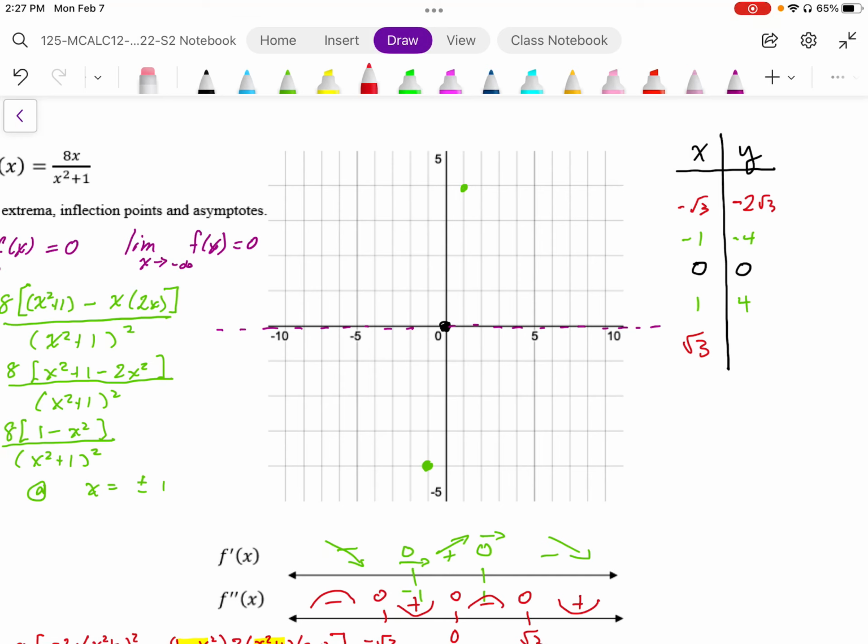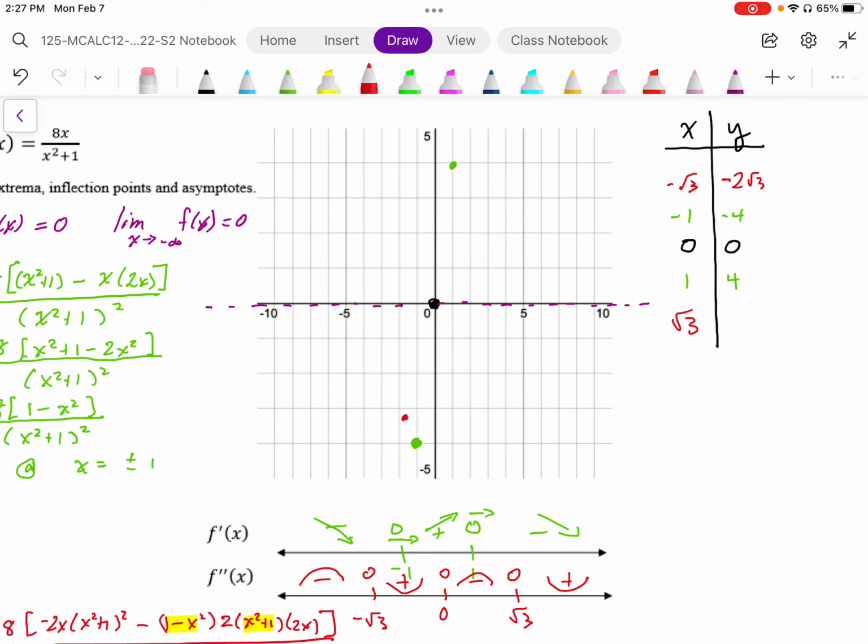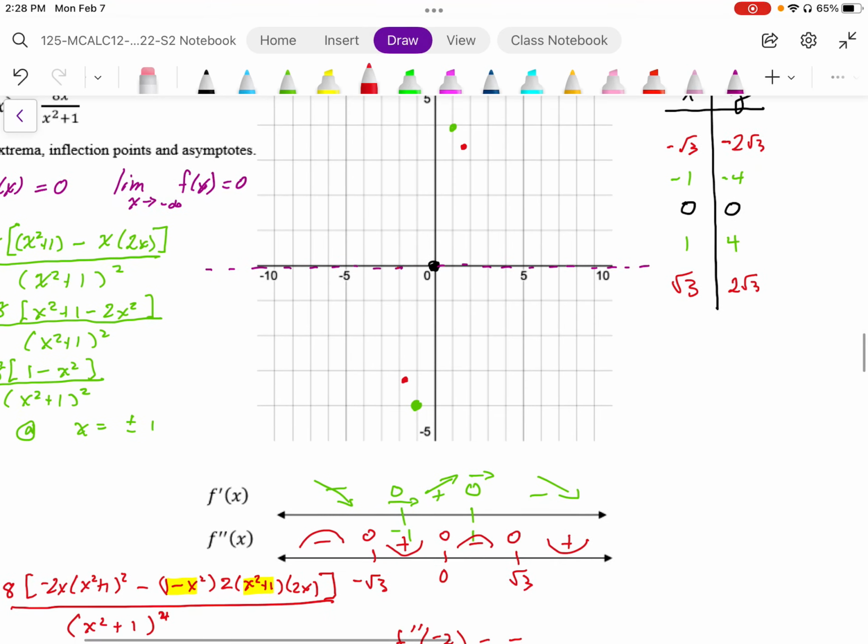Okay, that's approximately 3.4, so negative root 3, somewhere around there, negative 2 root 3, maybe somewhere around here. Whoops, maybe somewhere a little bit higher there. Okay, so that's my inflection point. And I plug in root 3 into my expression. I'm going to get 8 root 3 over 4, so that's going to be positive 2 root 3. So this is symmetrical. So somewhere right about here, there's going to be my other inflection point. Okay, so I have all the points I need now, plus my slope chart.